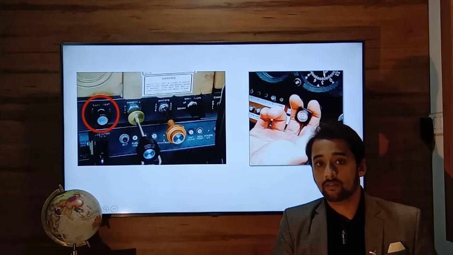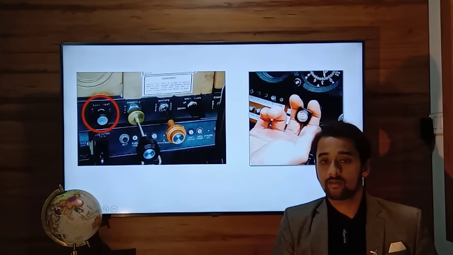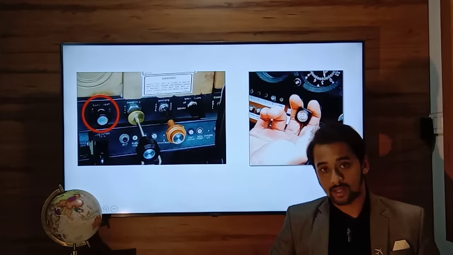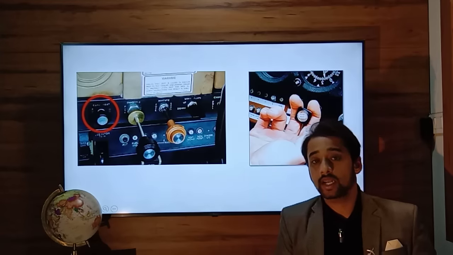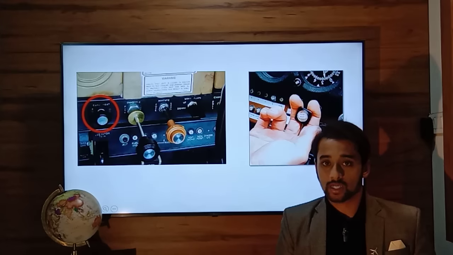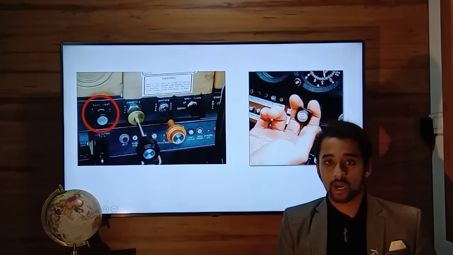Now this is done to prevent carburetor icing. When we descend from higher levels to lower levels, and if the temperature in the surrounding region is in the range of plus 30 degrees Celsius, and relative humidity in the atmosphere is high, in order to prevent shock cooling during descending, we use carburetor heat.